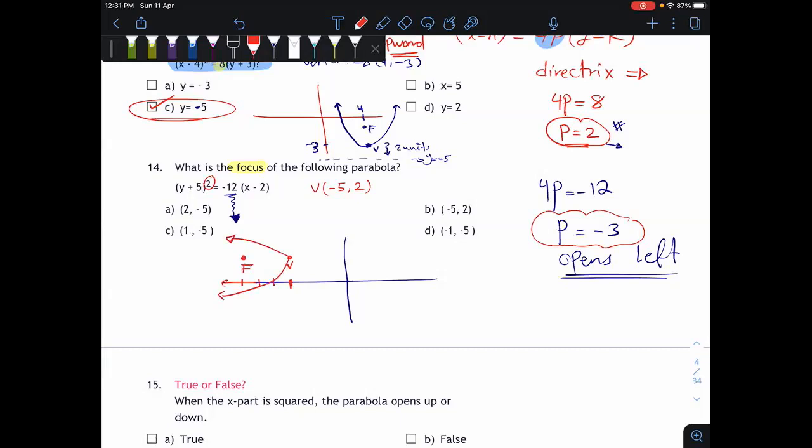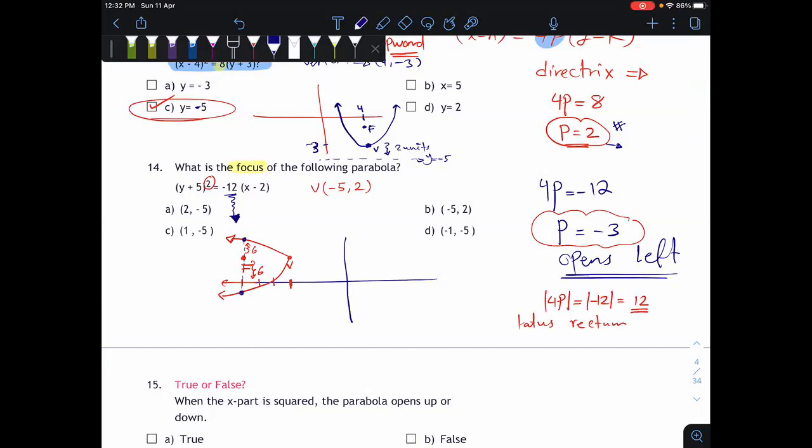And you should move from the focus 6 units up and 6 units down, which is the length of the latus rectum, absolute value of 4p, absolute value of -12, which is 12. So the latus rectum here, guys, represents the total distance between any 2 points on the parabola that passes through the focus.